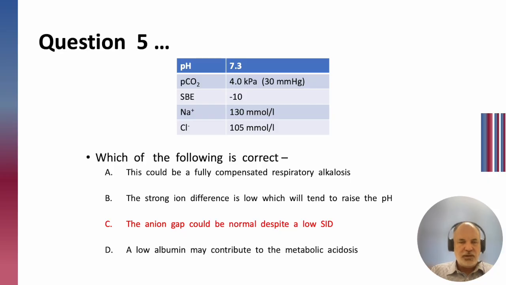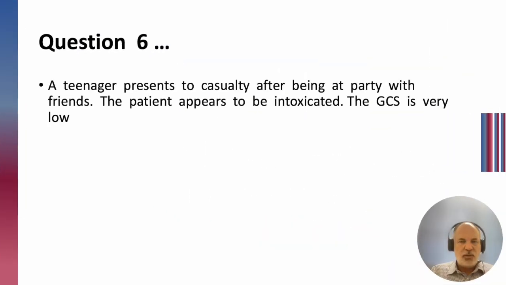And then the last question that I've put together for you is a teenager presents to casualty after being at a party with friends. The patient appears to be intoxicated and the GCS is very low. And the blood gas is as follows.